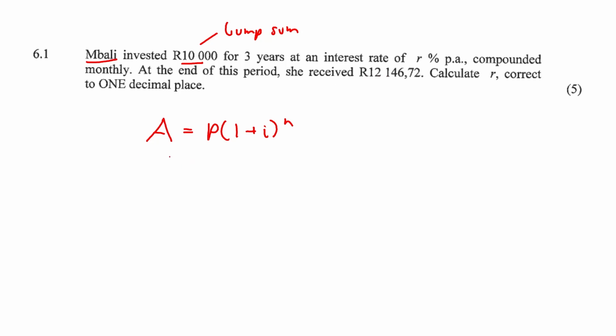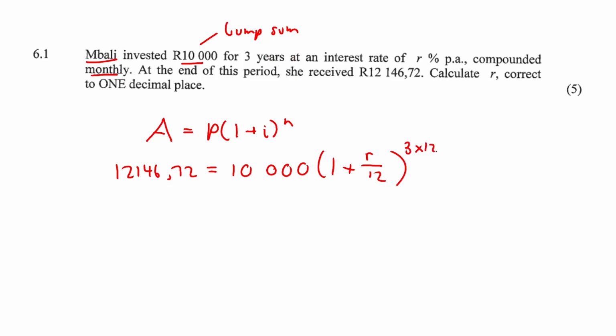So at the end of the period, it's our A value. She had 12,146.72, and that is equal to our P value, our principal amount, which is 10,000, open brackets, 1 plus our I value, which is R over 12. We don't know what it is. Remember, divide by 12 because it is compounded monthly. Close the bracket, and this is for 3 years. So in 3 years, how many months do we have? 3 years times 12 months is going to be equal to 36.